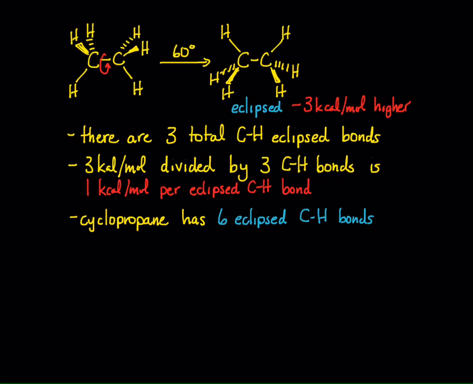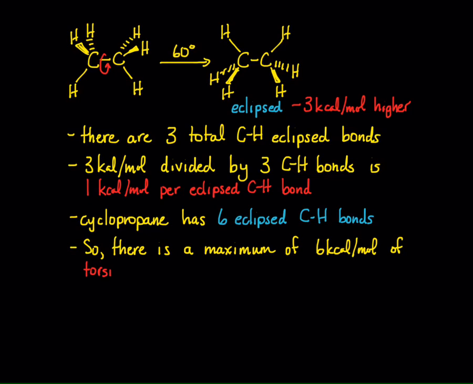Now, because of the angle strain, the shape of the carbon-hydrogen bonds and the distance between the two carbon-hydrogen bonds is actually a little bit further apart. So it's predicted that it's going to be less than that of a normal ethane, but we can at least figure out the maximum amount of energy from that torsional strain. So we say that there's a maximum of 6 kilocalories per mole of torsional strain.